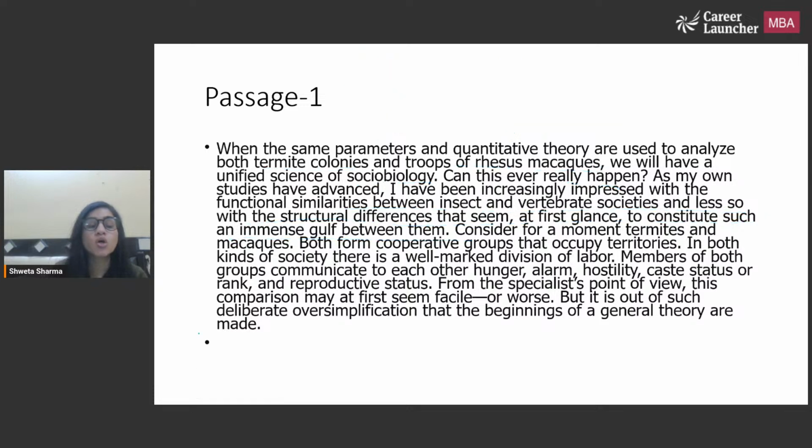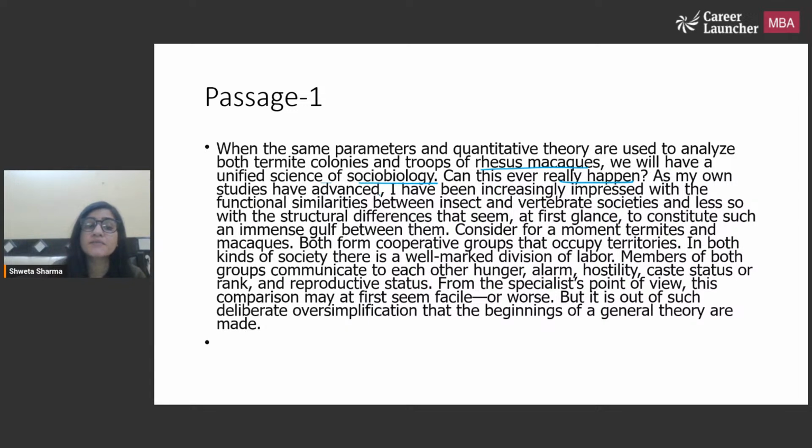Okay, so when the same parameters and quantitative theory are used to analyze both termite colonies and troops of macaques, so one species or one type of termites we're talking about, and then second side we're talking about is Rhesus Macacus. We will have a unified science of sociobiology. On both the sides, we find a similarity. That's why we have a unified science of sociobiology. Can this ever really happen? Is it even possible that the sociobiological figures or the factors are same?